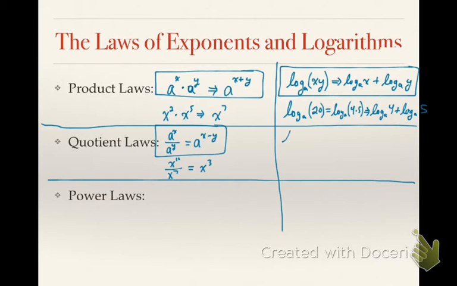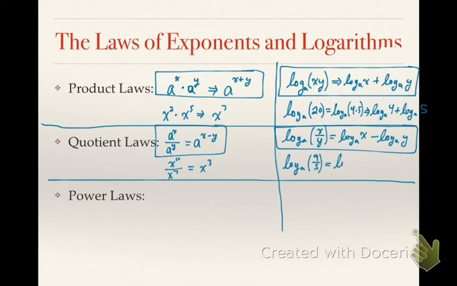In logs, if I have log base a of x over y, now remember they're still exponents, so it's going to be log base a of x minus log base a of y. So for instance, if I had log base a of 9/5, then I can say it's log base a of 9 minus log base a of 5.